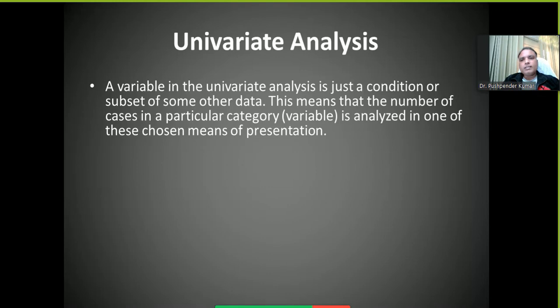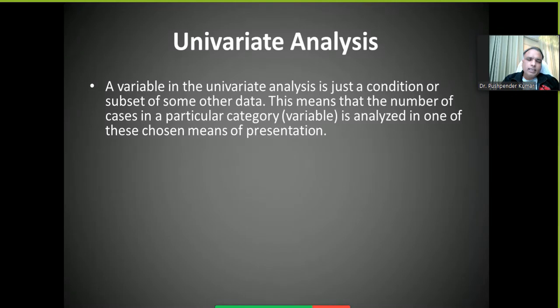In univariate analysis, a variable is just a condition. Like I give you a condition that those who secure more than 60%, we need to select them, right? So we have one subset, those who got more than 60%. Another subset, those who got between 40 to 60%. In that way we can have subsets of this. So we can give a condition.